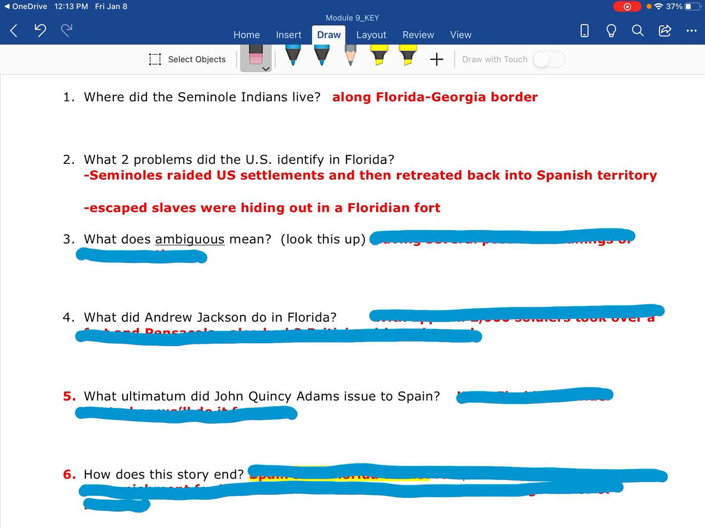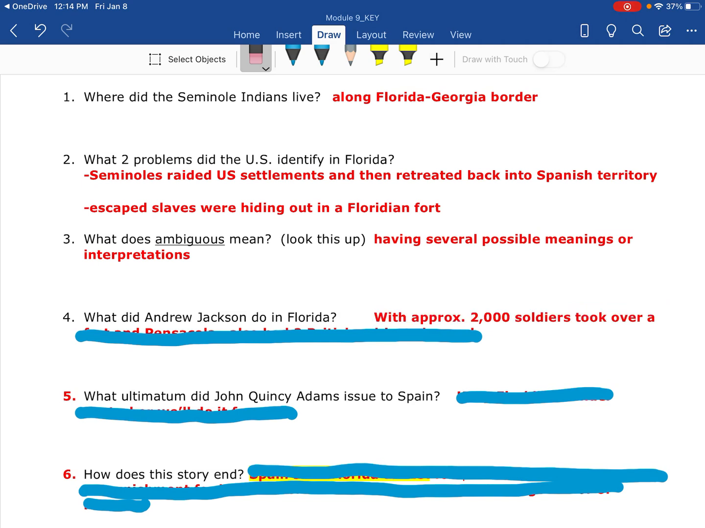And then the next one was just a vocabulary word that I was hoping you would use context clues or look up the definition. Ambiguous means it has several possible meanings or interpretations. Basically it was used here to describe the not really mixed messages, but really no messages that Andrew Jackson is getting from the president at the time, which was James Monroe. And the author here is insinuating that Monroe was being ambiguous on purpose. He was sort of leaving it up for interpretation because he probably wanted Andrew Jackson to do what he did, but he couldn't really come out and say it because he's the president.